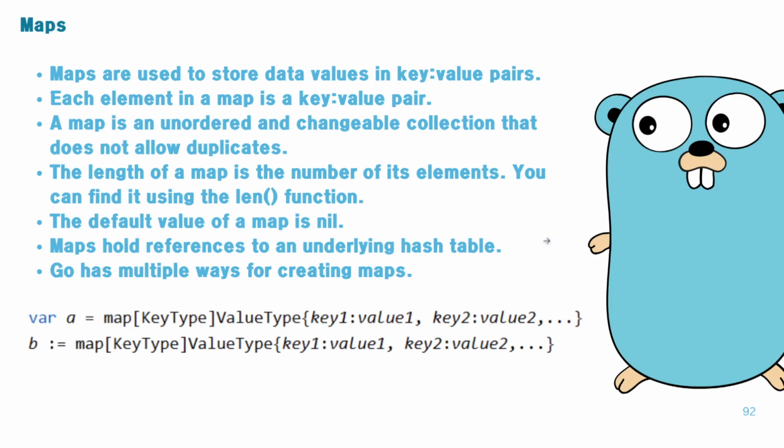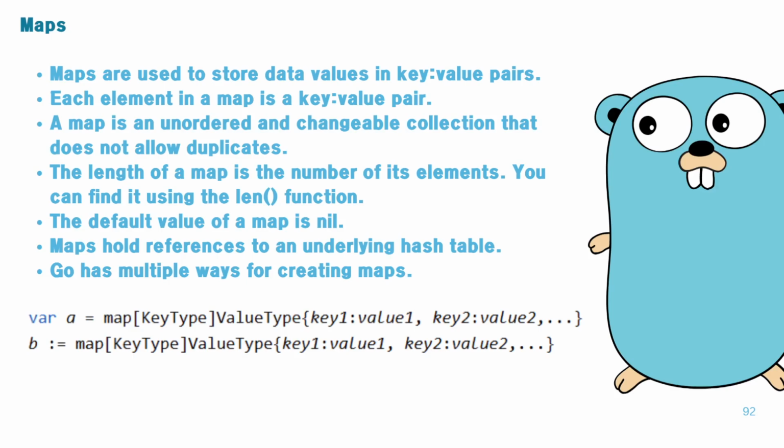Maps are used to store data in key value pairs. Each element in the map is a key value pair. A map is an unordered and changeable collection that does not allow duplicates of keys. The length of a map is the number of its elements, and you can find it using the len function. The default value of a map is nil, and the map holds a reference to an underlying hash table.